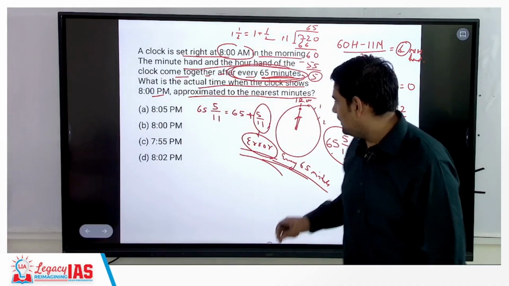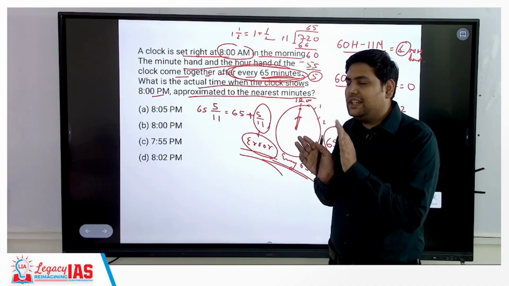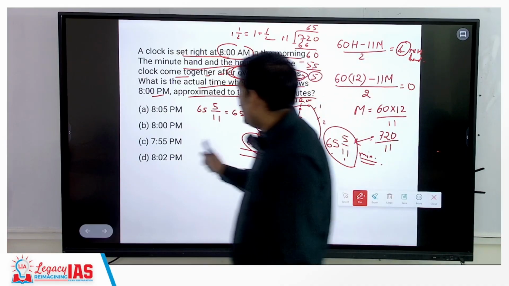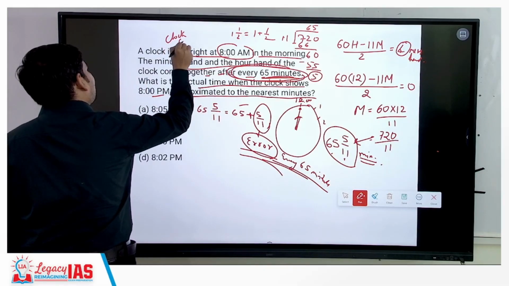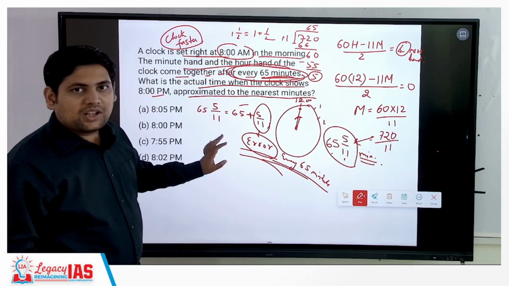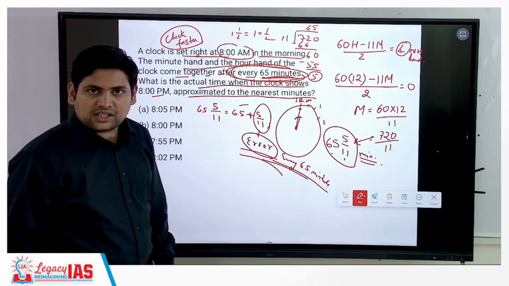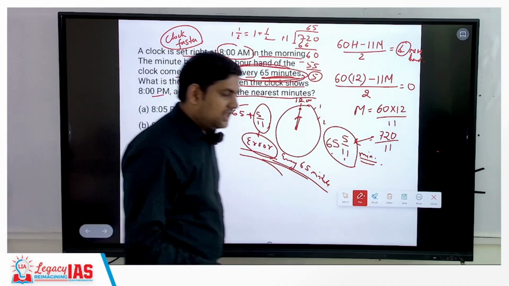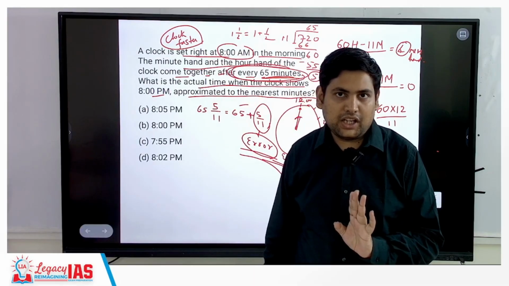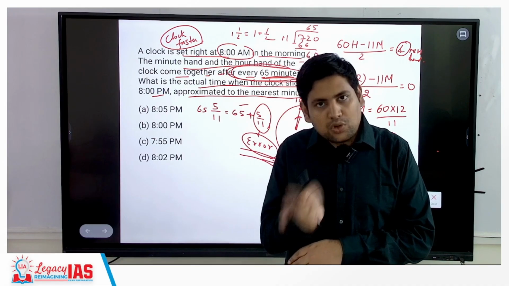Now, normally it takes 65 minutes plus 5 by 11 minutes for the minute and hour hand to coincide. But this clock is doing it much faster, in only 65 minutes. That means this clock is actually faster. That means this clock is moving much faster. So this clock will move fast. Correct? Now, if this clock is moving faster than normal, then whatever time it is showing right now is actually more than the correct time, more than the actual time.